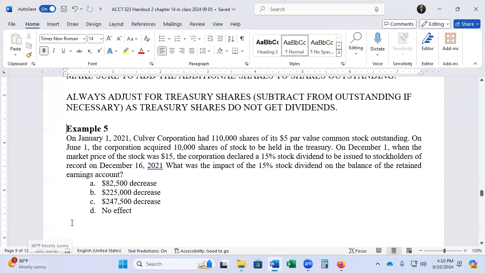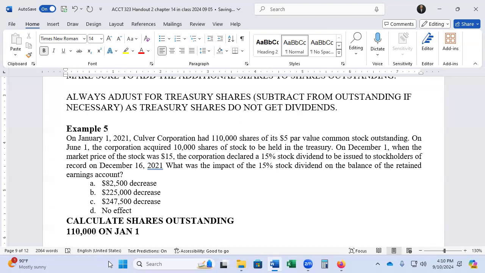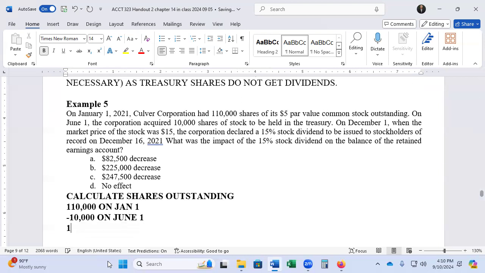So let's first calculate shares outstanding. We had 110,000 on January 1. We purchased 10,000 on June 1. So we have 100,000 outstanding. We take the 100,000 and we multiply by 0.15, which is 15%. And so we're going to award 15,000 shares.